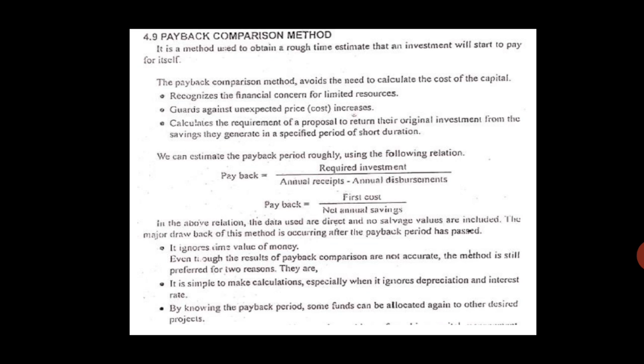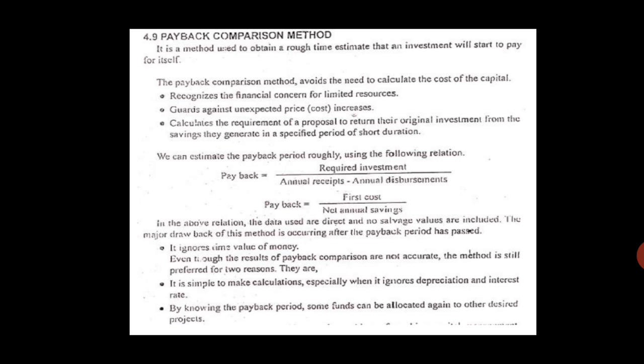In the above relation, the data used are direct and no salvage values are included. So the scrap value of the car we have not included. But it has some drawbacks. The first drawback is it does not involve the time value of money, because the 1 lakh rupees you are getting this year is not equivalent to the 1 lakh rupees you are getting after 5 years. So it ignores the time value of money.